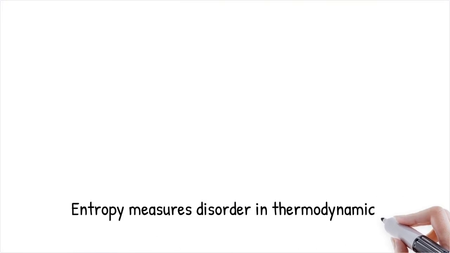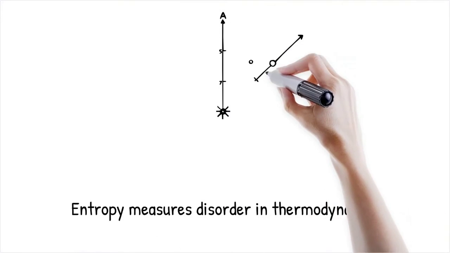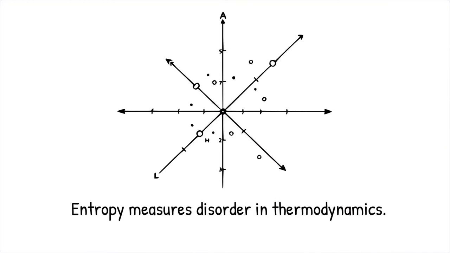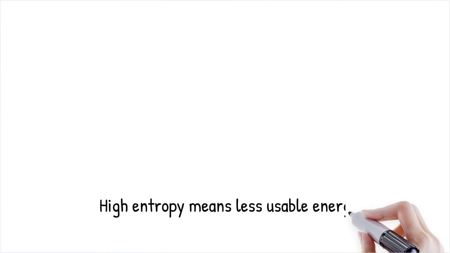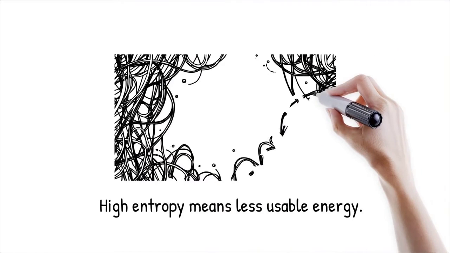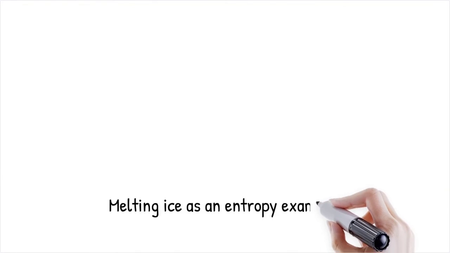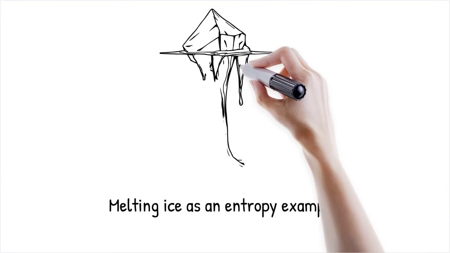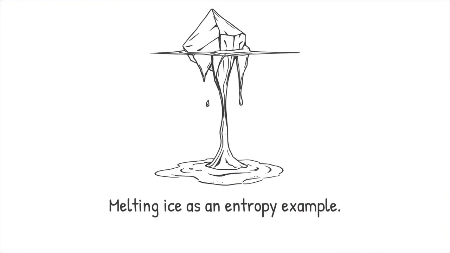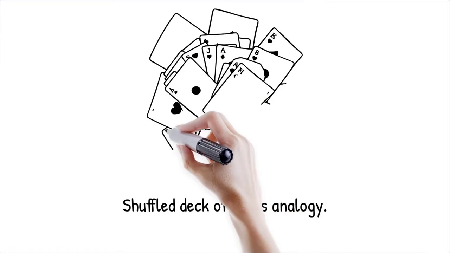Entropy is a measure of disorder or randomness in a system originating from thermodynamics. As energy spreads out and systems move toward equilibrium, entropy increases, following the second law of thermodynamics. High entropy corresponds to less usable energy and more microscopic configurations. Entropy thus represents the hidden microstates that a system can occupy without changing its overall macroscopic appearance. Melting ice increases entropy as the ordered structure of ice crystals becomes disordered liquid water. Entropy is like a shuffled deck of cards.